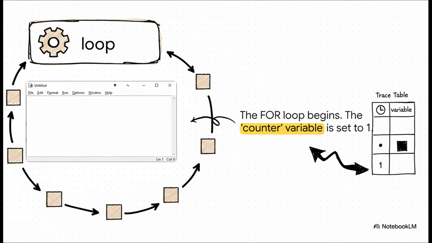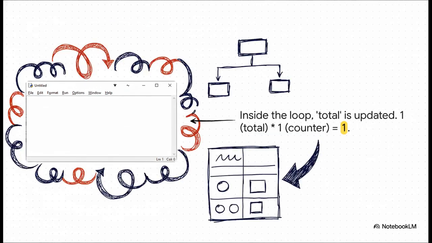And now we hit the for loop. This is where the real action begins. It's set to run from 1 all the way up to our input number, which was 5. So on this very first pass, the counter variable starts at 1. Let's get that down in the table. Now we're inside the loop. Total gets a new value. It's the current total times the counter. Right now, that's just 1 times 1, which is still 1. No problem. We'll update the total in a new row.